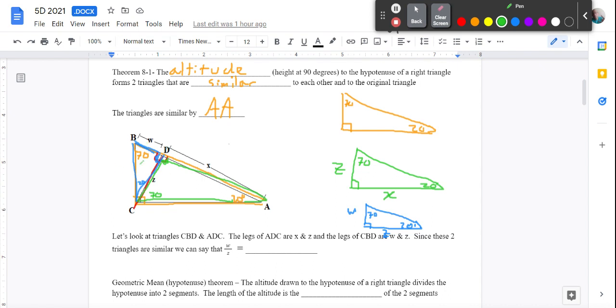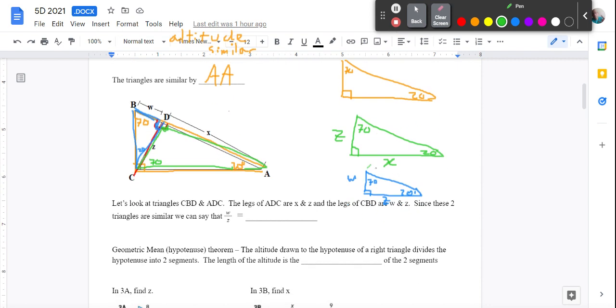Okay, so if I were to take this little blue triangle right there, the little leg is W, the larger leg is Z. The green triangle, the little leg is Z, the larger leg is X. So now we see that the legs are X and Z on ADC, and on CBD the legs are W and Z. These two triangles are similar.